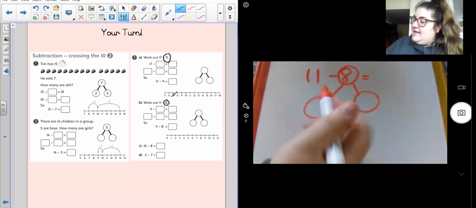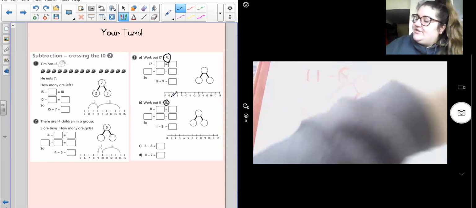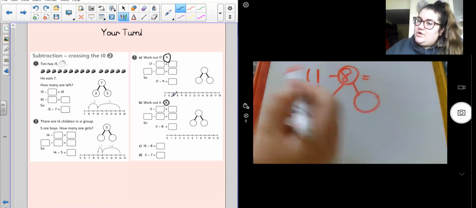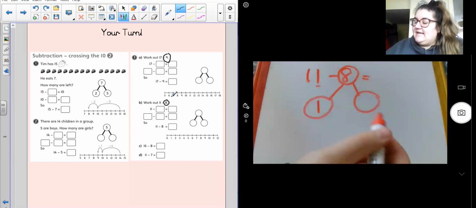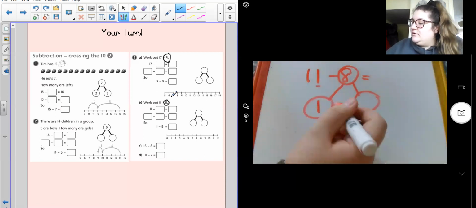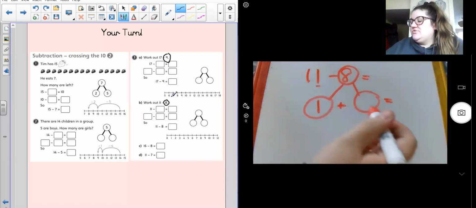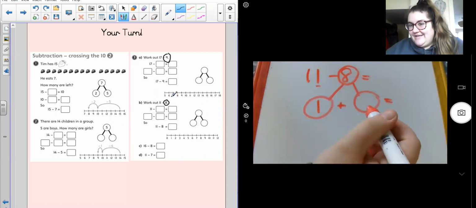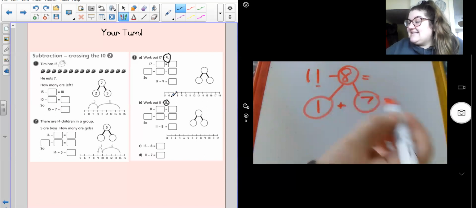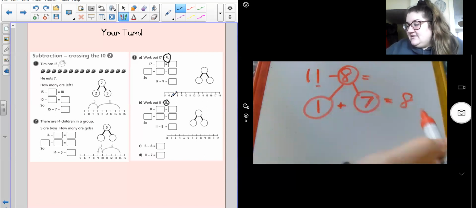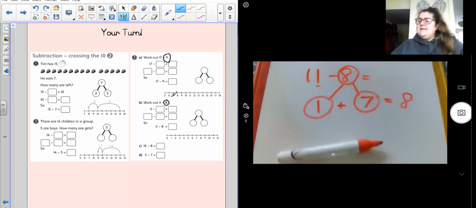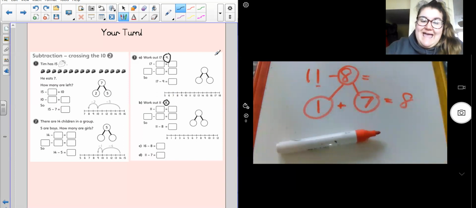And I'm going to think, well, if I'm at 11, it's going to take me 1 jump backwards to get to 10. So how many more? 1 add something is 8. Yeah, I know 1 add 7 is 8. So it's really important to be thinking carefully about what numbers you are popping into the part whole model.